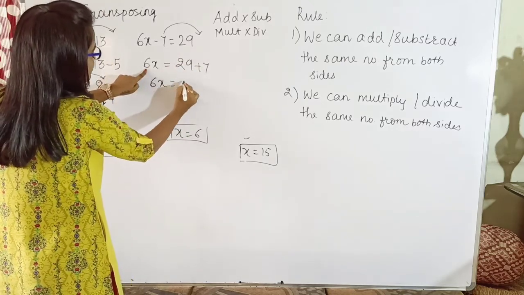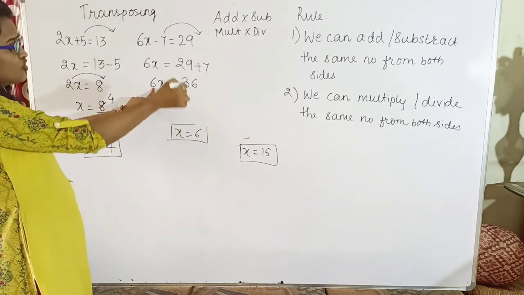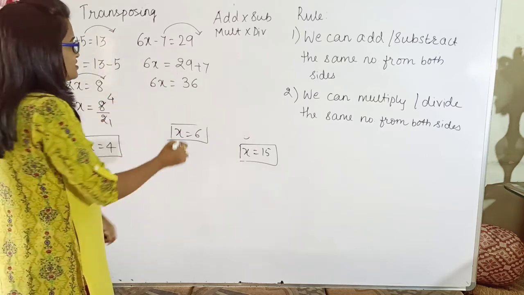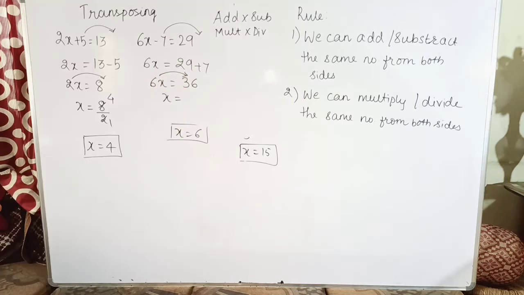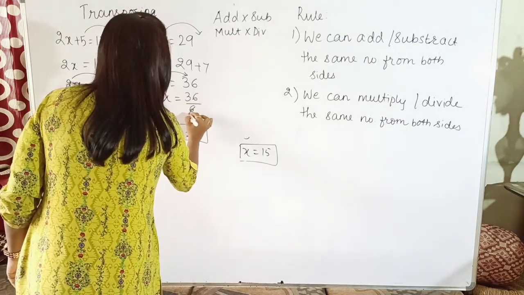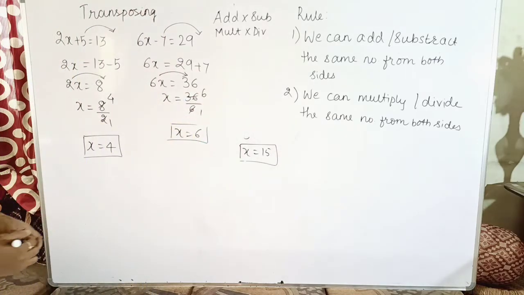Further, 6x equals, what is 29 plus 7? That gives me 36. This 6, I don't want it here. I will shift it to the other side. Here it is doing multiplication. On the other side, it will go for division, which will give me x equal to 36 by 6, which is nothing but the value of x as x equal to 6.